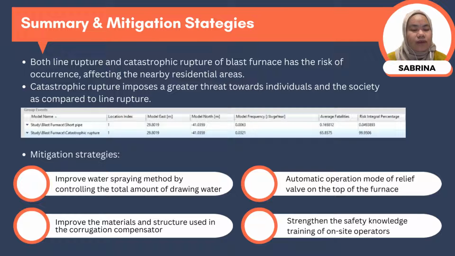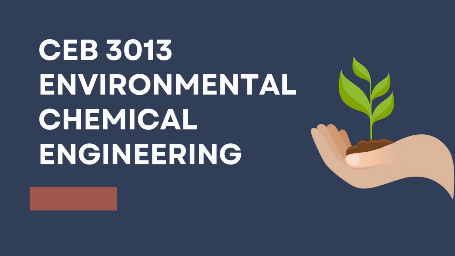As the overpressure of the blast furnace that leads to line rupture and catastrophic rupture can be caused by instantaneous boiling of water, the risk can be minimized by improving the water spraying method, in which the total amount of drawing water should be controlled. Secondly, automatic operation mode of relief valve, in which it can be opened in time to relieve pressure when overpressure occurs. Next, improve the materials and structure used in the blast furnace and its line. Lastly, strengthen the safety knowledge training of on-site operators so that the operators fully understand the abnormal conditions of the blast furnace.